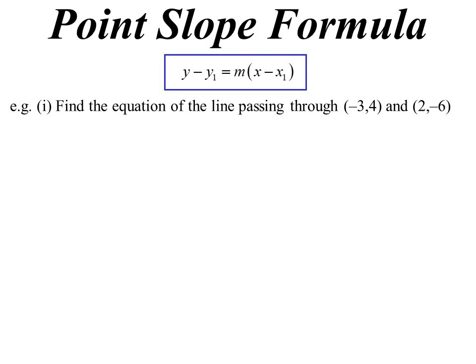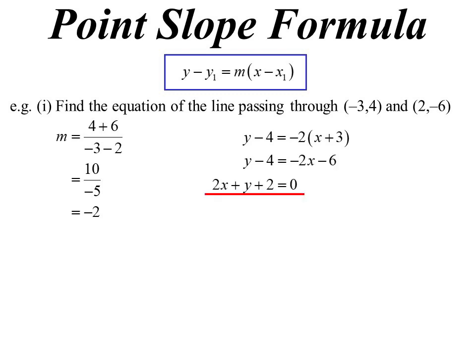So if it passes through these 2 points, well, first thing I do is I'll work out the slope. It's -2. I have a point. Well, I've got 2 points. Doesn't matter which one I use. And I've got the slope. Sub it into our point-slope formula. Expand it out. I've put it in general form, 2x plus y plus 2 equals 0.